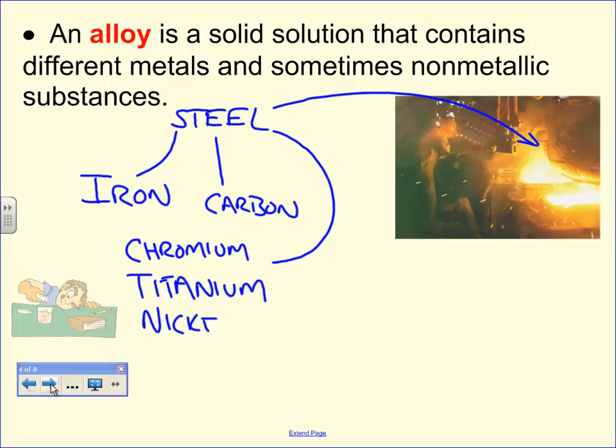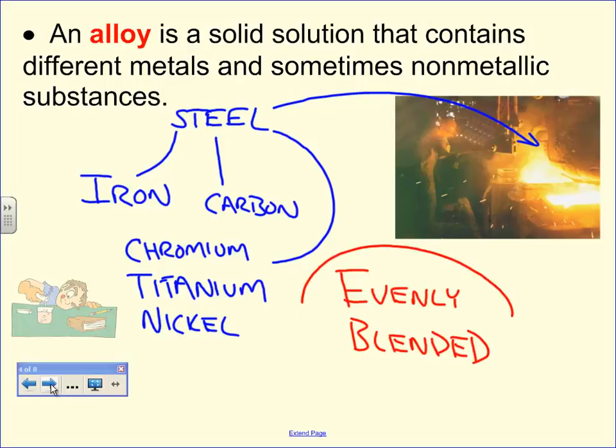And they're all solutions because you mix all the metals together at these high temperatures like they have in the smelting pot here, and then they're evenly blended, and so that makes them a solution or a homogeneous mixture. Homogeneous mixture and solution mean the same thing. Just remember, the key word for homogeneous or for solution is that everything has to be pretty evenly blended together.